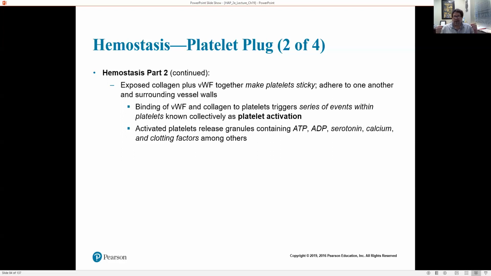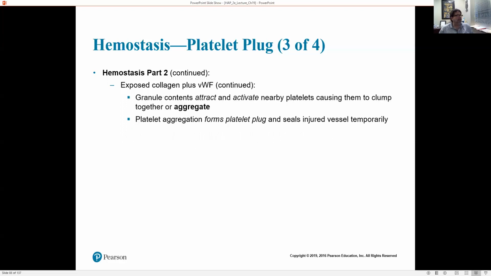So that platelet plug is going to clog it. I always think of this as like the toilet paper when you cut yourself shaving, you put a little bit on it, and it stops the bleeding, okay?